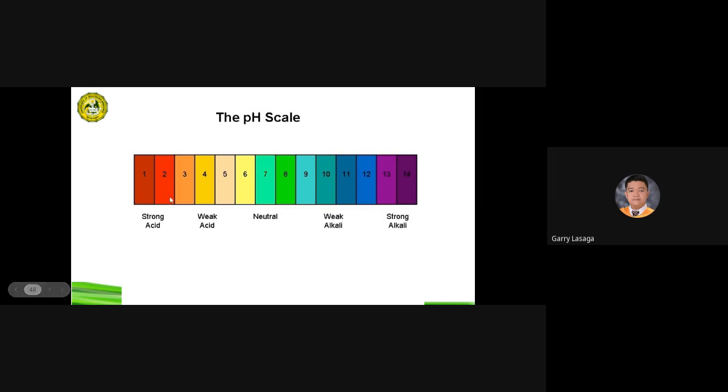So in this case, for 1 to 3, this represents the pH of a strong acid. When an acid has a pH of 1 to 3, it is considered a strong acid. When it has a pH of about 4 to 6, it is considered a weak acid. For alkaline solutions or substances, when it has a pH of 8 to 10, it is a weak alkali, or 8 to 11, and beyond that it is considered a strong alkali. So the higher the pH of an alkaline solution, the stronger it is, and for an acid solution, the lower the pH, the stronger the acid.